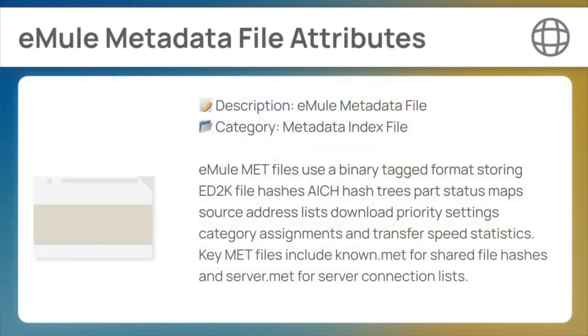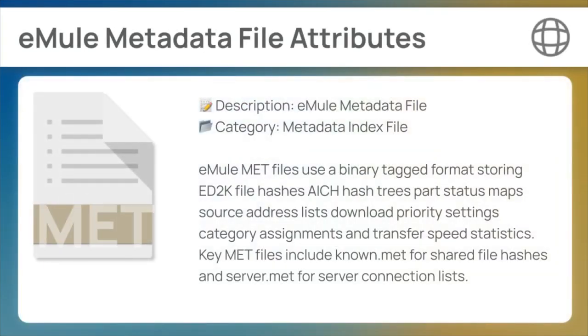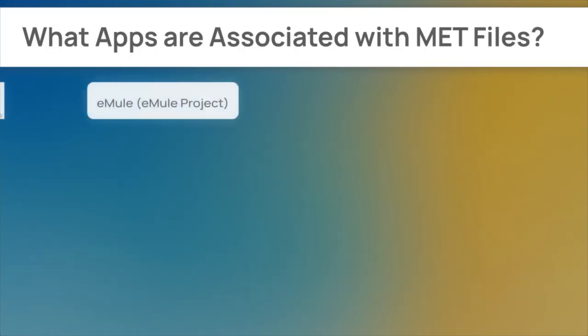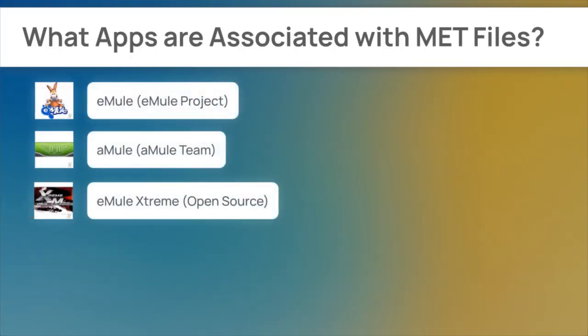eMule MET files use a binary tagged format, storing ED2K file hashes, AICH hash trees, part status maps, source address lists, download priority settings, category assignments, and transfer speed statistics. Key MET files include known.met for shared file hashes and server.met for server connection lists. An essential utility for interacting with MET is recognized as eMule by the eMule project.